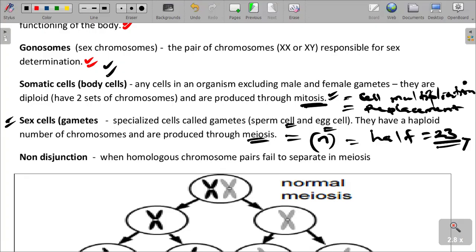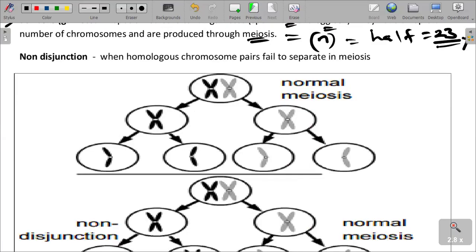Class, I'm sure that you must be able to understand this, and if you get this right, everything coming in the next lessons will be a walk in the park. So please, let's pick that and note it very clearly. And then lastly, I want us to look at non-disjunction, which is called non-separation of chromosomes.